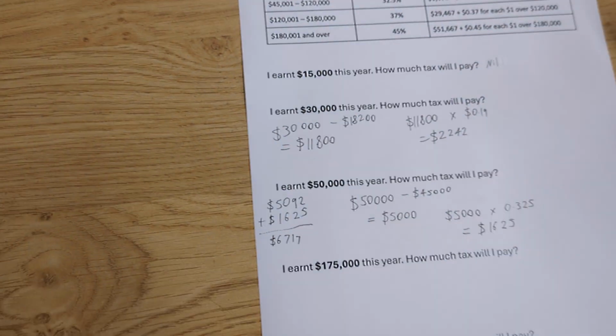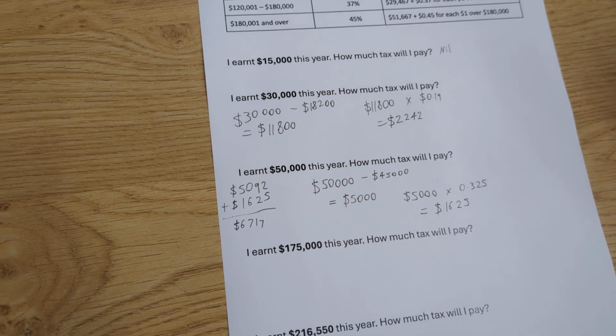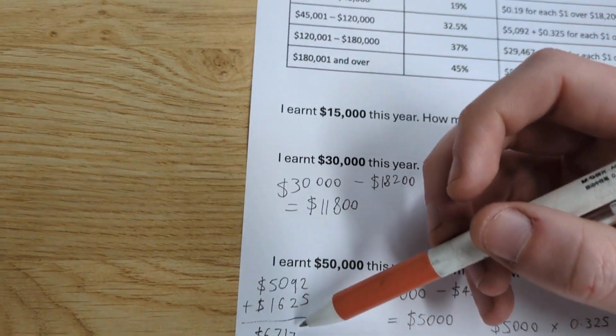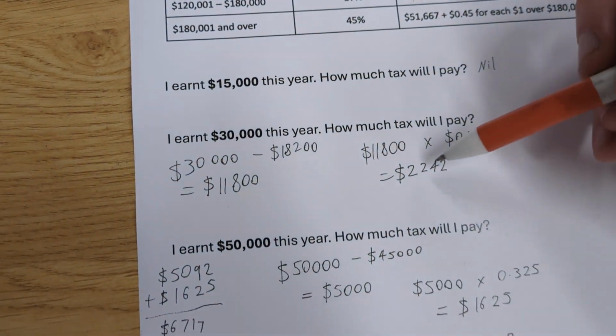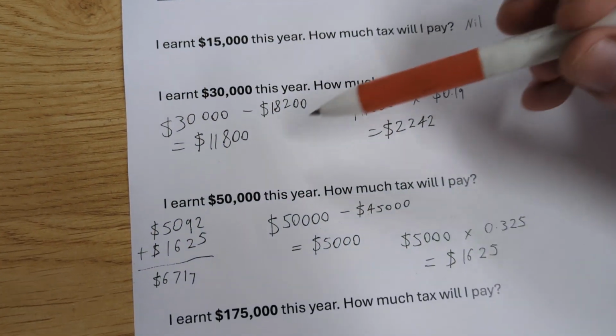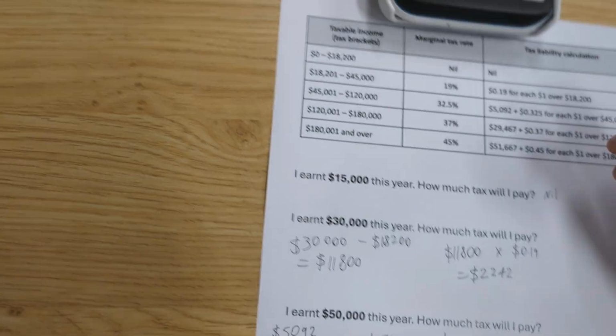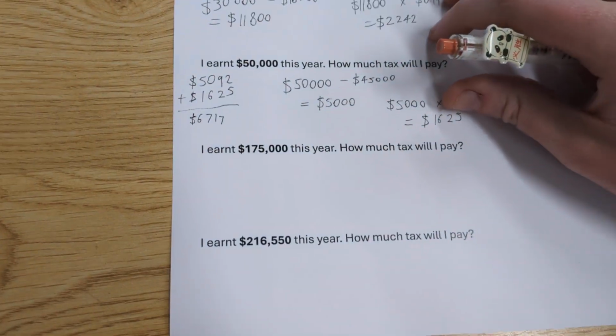6,717 bucks. Cool. So if you earn 50 grand, you've got to pay that much. 6,717. If you earn 30 grand, you only have to pay that much, which kind of makes sense. The more money you earn, the more tax you're going to have to pay. All right, let's do another one.